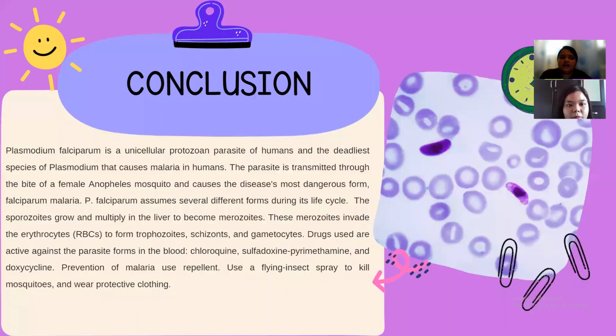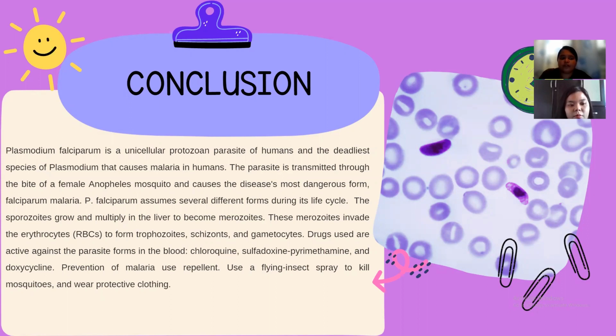The conclusion: Plasmodium falciparum is a unicellular protozoan parasite of humans and the deadliest species of Plasmodium that causes malaria in humans. The parasite is transmitted through the bite of the female Anopheles mosquito and causes the most dangerous form of the disease, falciparum malaria, and Plasmodium falciparum assumes several different forms during its life cycle.